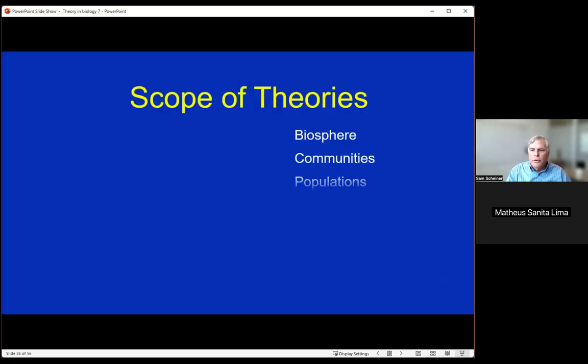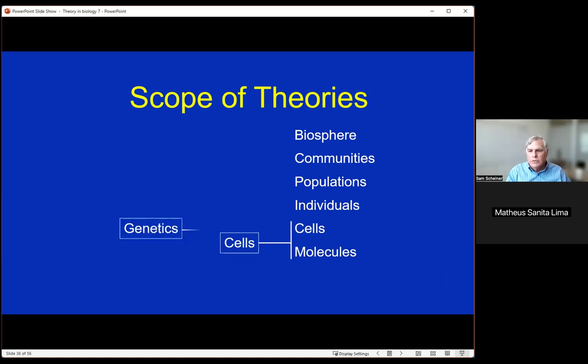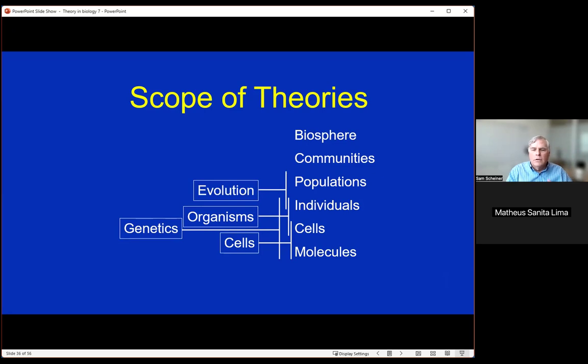In terms of the scope of the theories, we think of this hierarchy from molecules up to the biosphere. So the theory of cells really spans between molecules and cells. Genetics spans between molecules up to individuals. Then the theory of organisms is really about cells and how they exist within whole organisms. Evolution, we think of as populations and individuals within populations. And then, of course, ecology covers from the biosphere down to individuals. And if you look at this, the real intersection point is individuals. So the heart of biology is understanding individuals and then how they fit within that whole hierarchy.